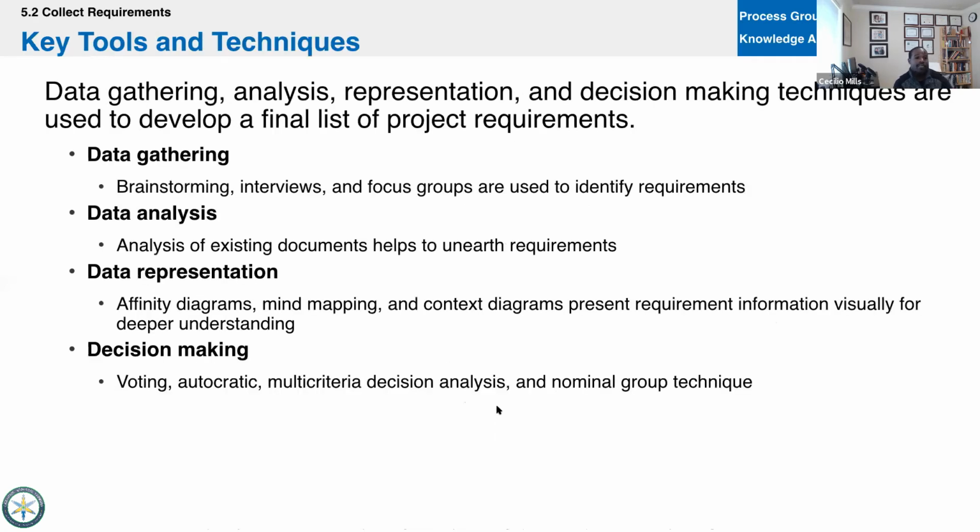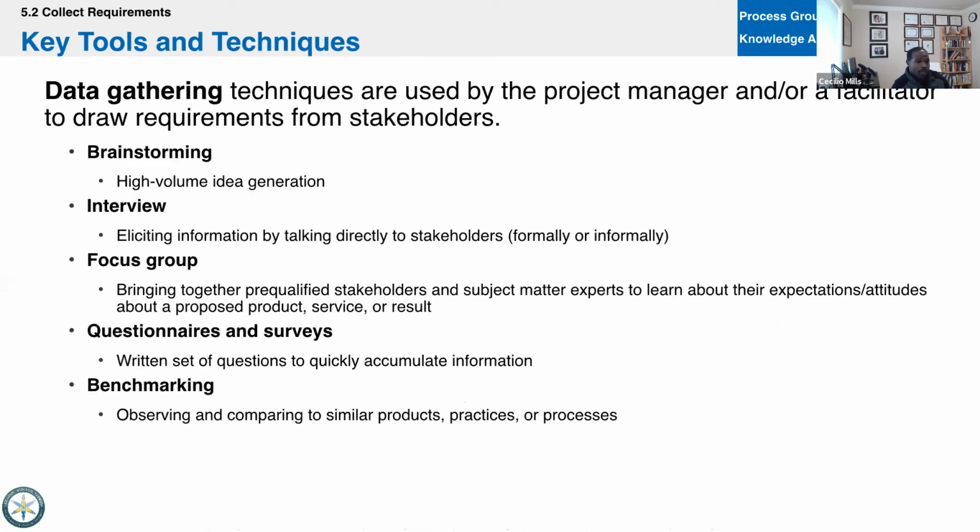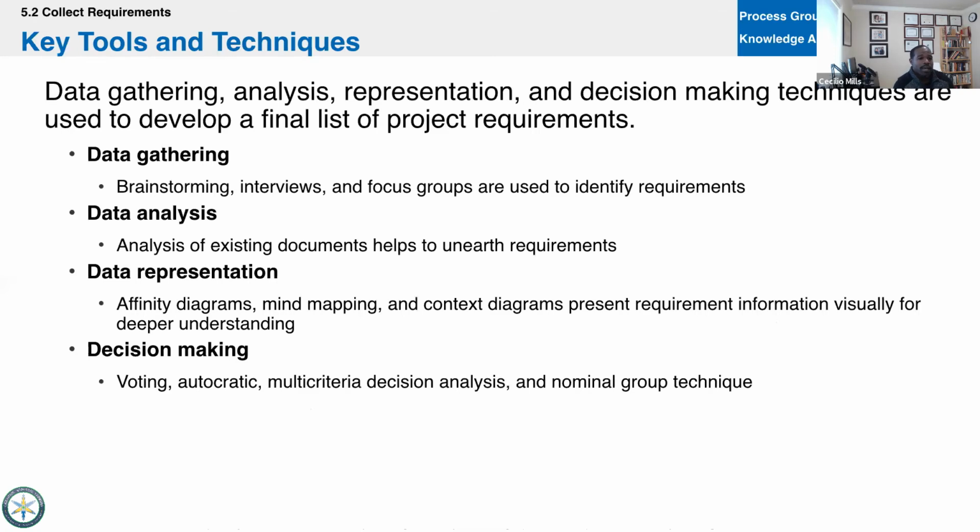Tools and techniques. There's a lot of them here, so I'm going to go through these because you'll see these on the exam. So we got the data gathering. This makes sense in terms of data gathering. It makes sense to most people, about brainstorming and interviews and focus groups. So I think we covered that one.